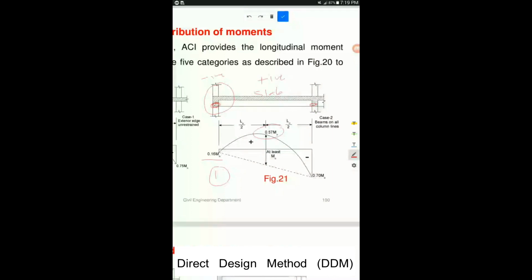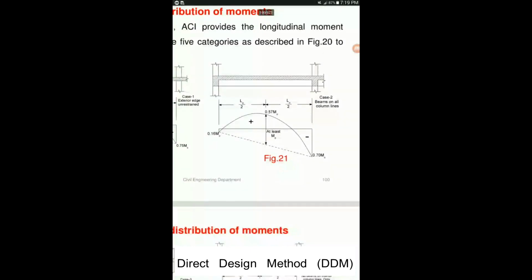Then there is a third moment, which is again at the support, but the exterior face of first interior. This is called first interior support, and this one here is the exterior face. This one is called the interior face. The coefficient at this interior face, which is at location 4, is constant 0.65 of M naught always. So the 3 coefficients are given here: first, second, and this one is the third coefficient. This particular one is the case we will use for finding the longitudinal distribution of moments, because the numerical we are given is exactly according to this case.